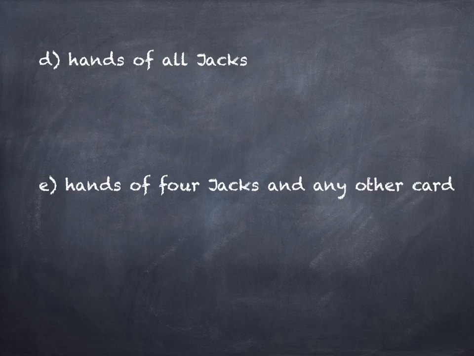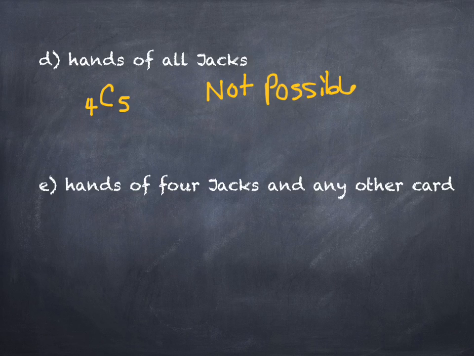D, a hand of all jacks. Okay, let me write down what you just said, Garrett. 4, C5, and then, did you say something, Braden? Who spoke? I mean, it's not possible. This is not possible. Why? Right, this is not possible because there are only 4 jacks.